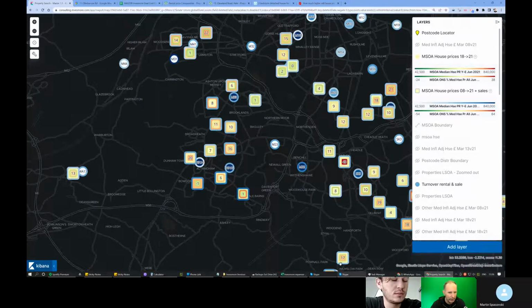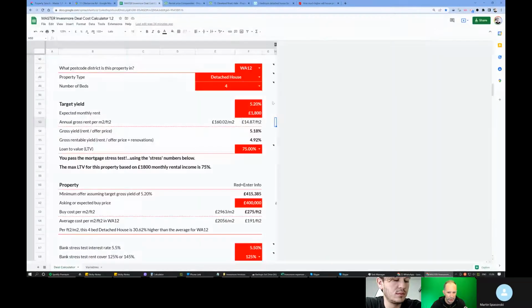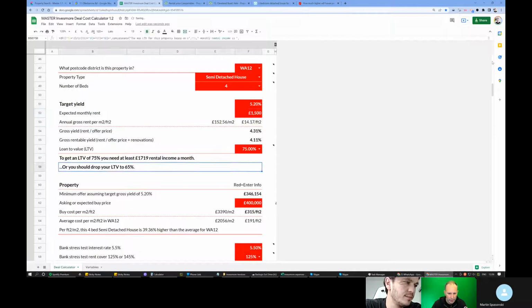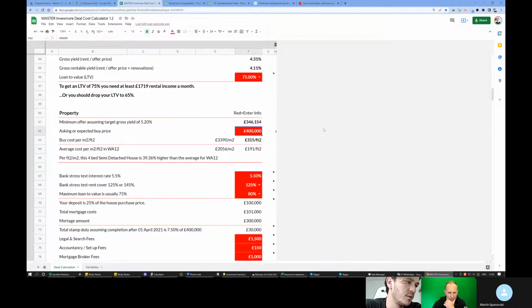Now, I want to just quickly do some calculations. So we're going to just do a specimen property. We're going to go 4-bed semi-D because I think these properties are big enough. If you think about your typical rent, what would you get on average for a 4-bedroom semi-detached house? 1,500 a month? Yeah. And what would you expect to pay for one of those? On average, 400,000. Okay.